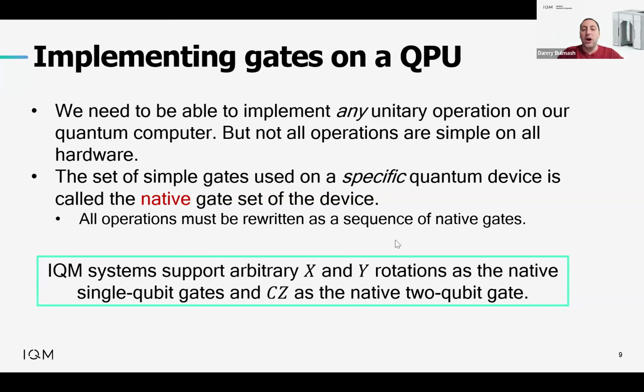IQM systems have arbitrary X and Y rotations. So that's rotations on the Bloch sphere about the X-axis and the Y-axis as the native single qubit gates. And the only 2-qubit gate that we have native is controlled Z. So basically what that does is if both qubits are in the one state, it adds a phase of -1. So that's the native 2-qubit gate.